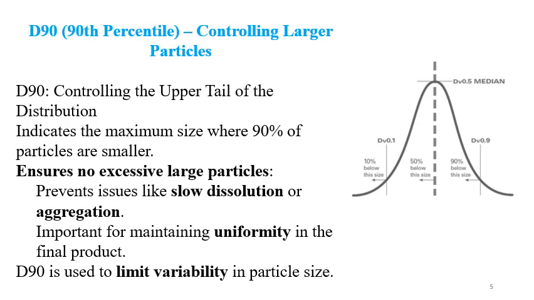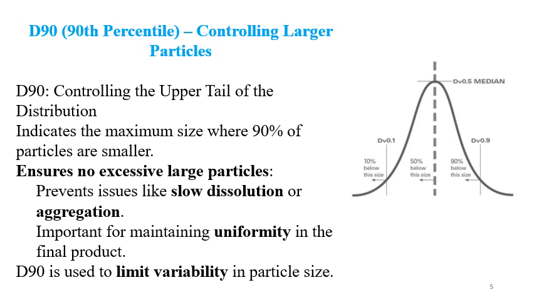Then D90. D90 is a parameter for controlling the larger particles. D90 is the upper tail of the distribution, and D90 indicates the maximum size where 90% of the particles are smaller. If you consider a D90 of 150 micron, that means 90% of the particles are below 150 microns.